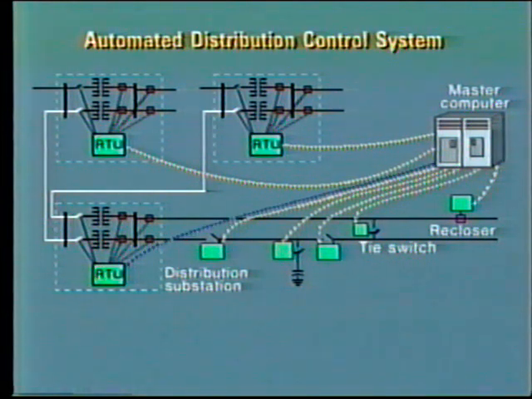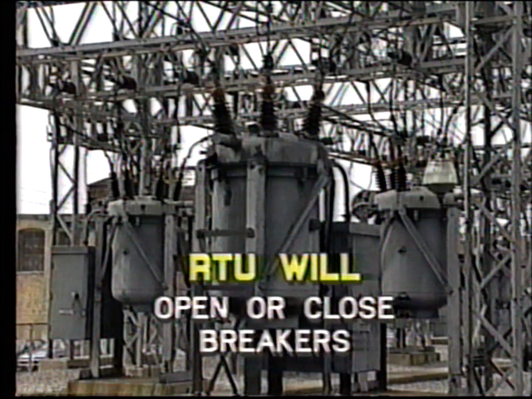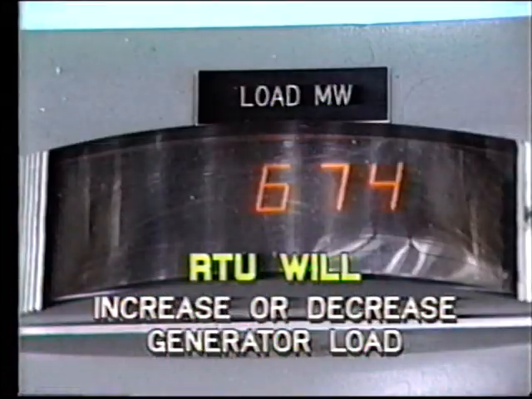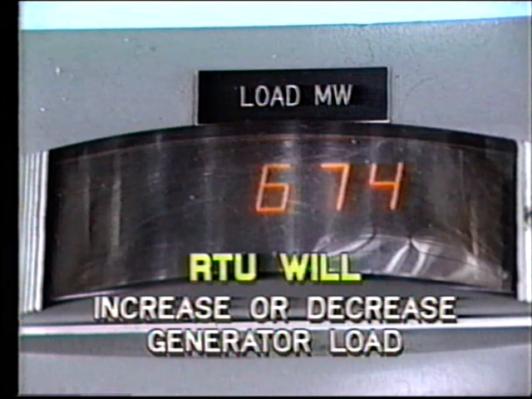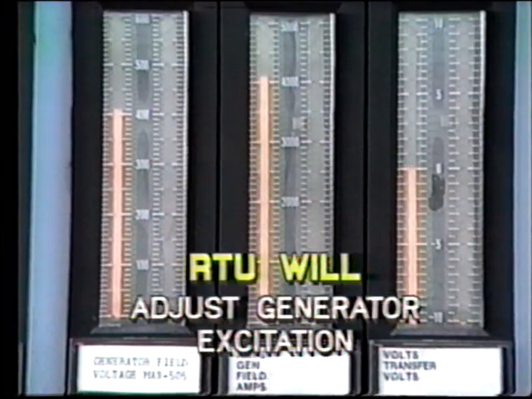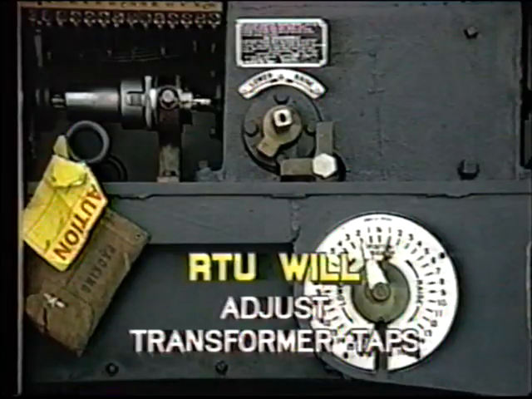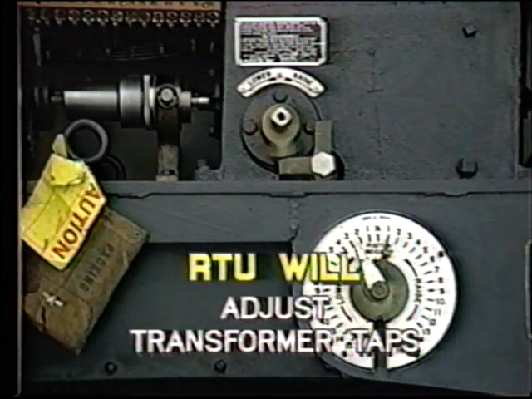In some installations, the central computer may directly transmit command signals over the communication network to the appropriate RTU. This, in turn, will initiate the required operation, such as open or close breakers, increase or decrease generator load, adjust generator's excitation, adjust transformer taps. A particular feature of breaker control is SBO, that is the Select Before Operate sequence.